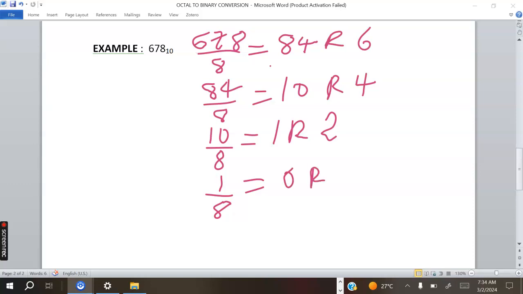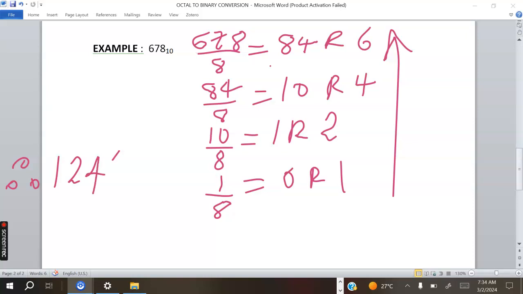Remember the rule: as long as you get the quotient being 0, that's the end of your working. So having gotten our quotient being 0, we read the answer upward. Therefore, the final answer is 1, 2, 4, 6. That's the final answer.